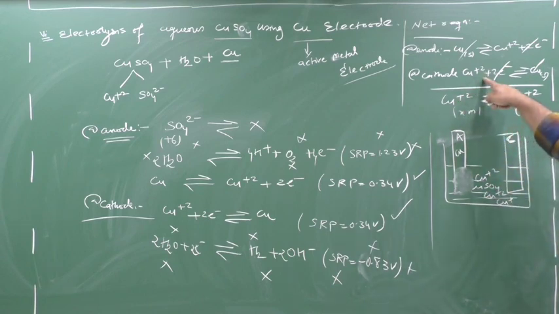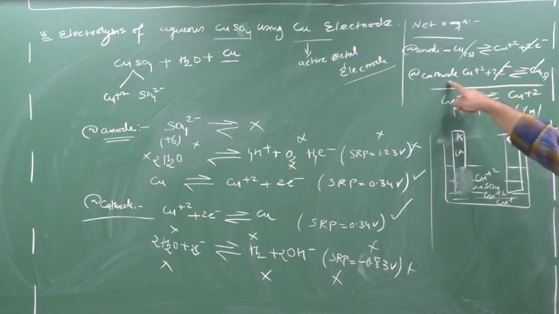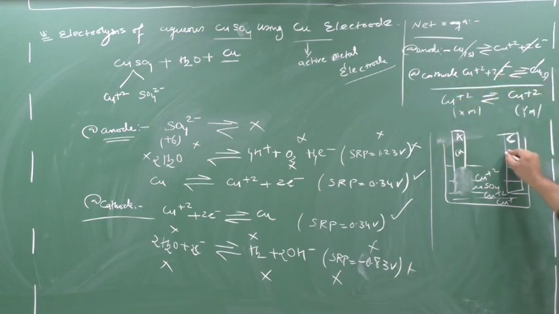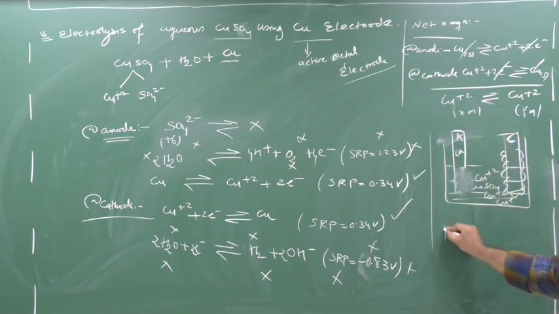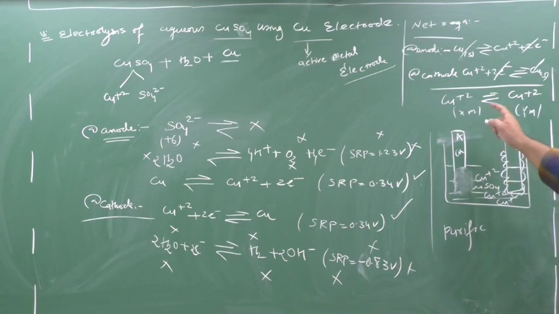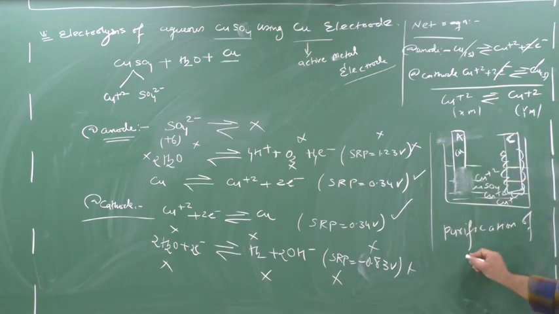And here this Cu2+ is converting into what? Cu at the cathode. The final product obtained is what? Cu. So here copper is getting deposited. In short, this reaction is a purification of copper reaction. You will understand the general principle. So this reaction is a purification process, purification of copper.